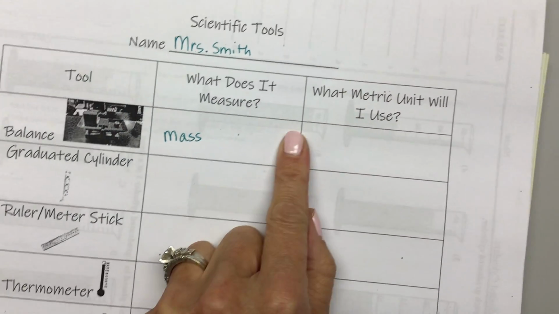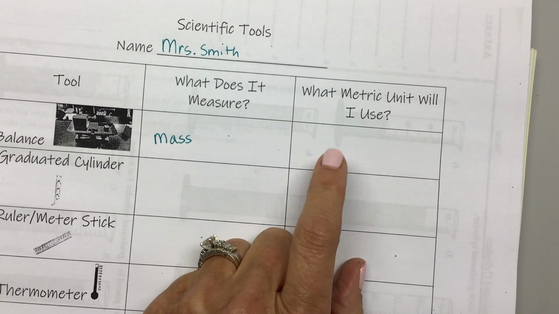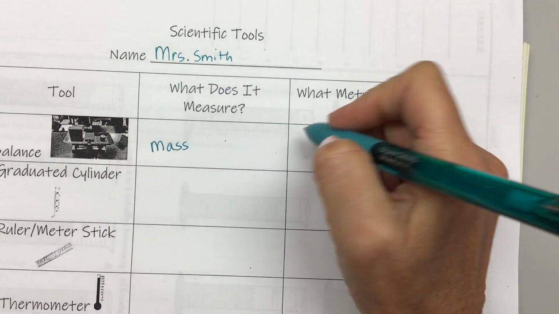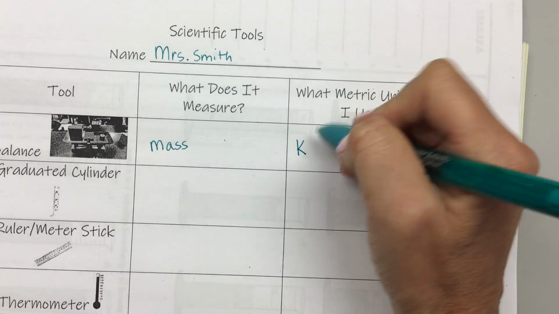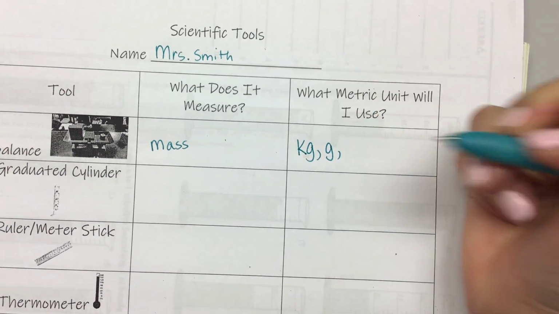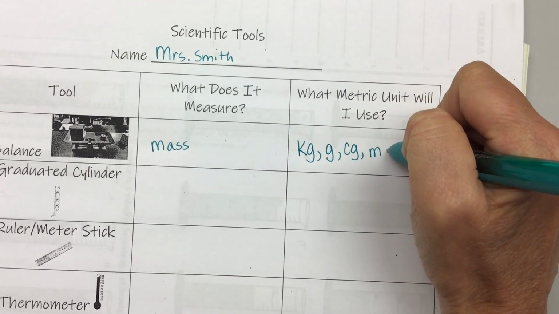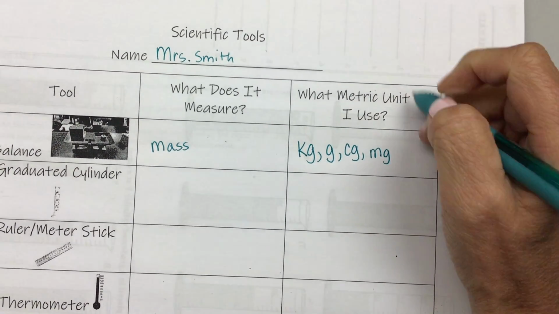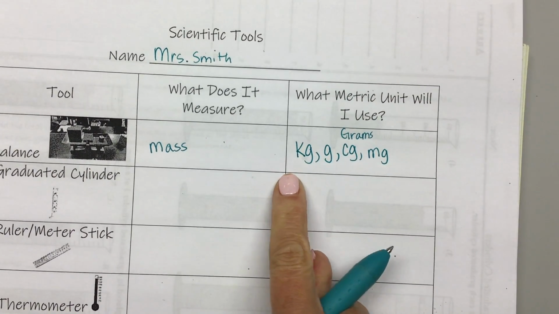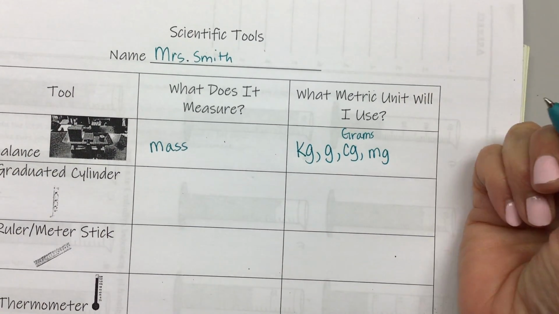Okay, what unit do we use when we measure mass? Has to be a metric unit. What's our metric unit for mass? Owen? Not meters. Kilo what? Grams. And then we have grams. And then we have centigrams. And then we have milligrams. Okay, so over here we're going to put our base unit is grams. But we could have kilo, grams, centi, or milli. Okay?